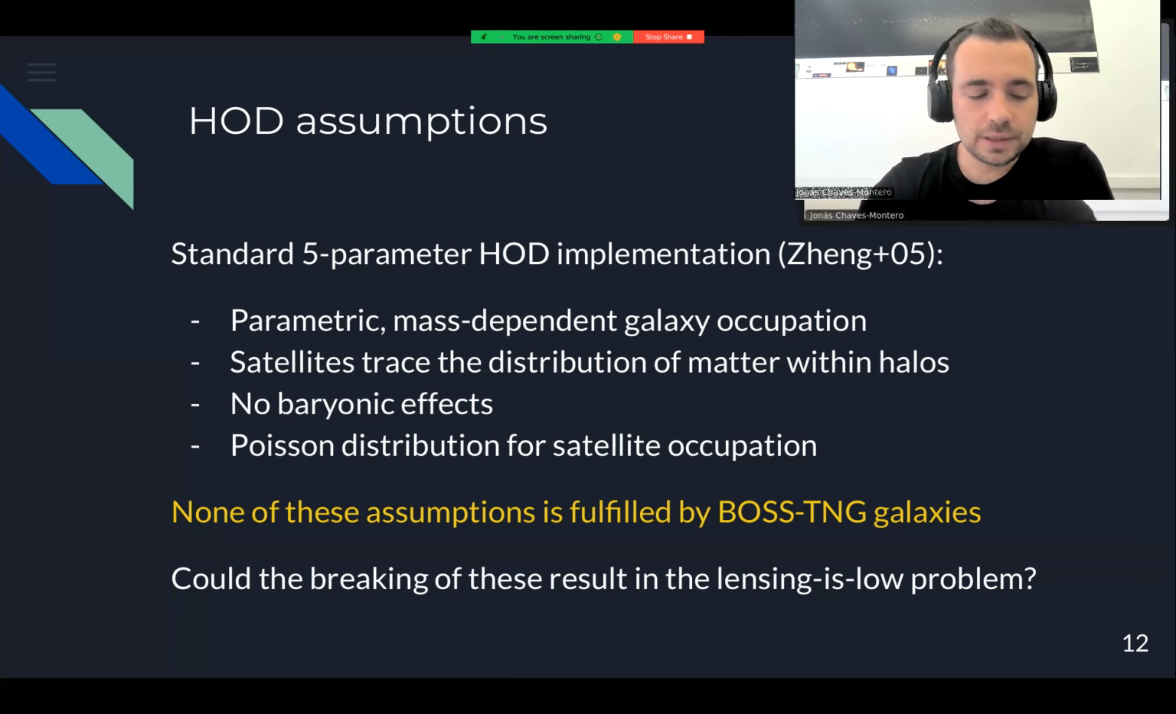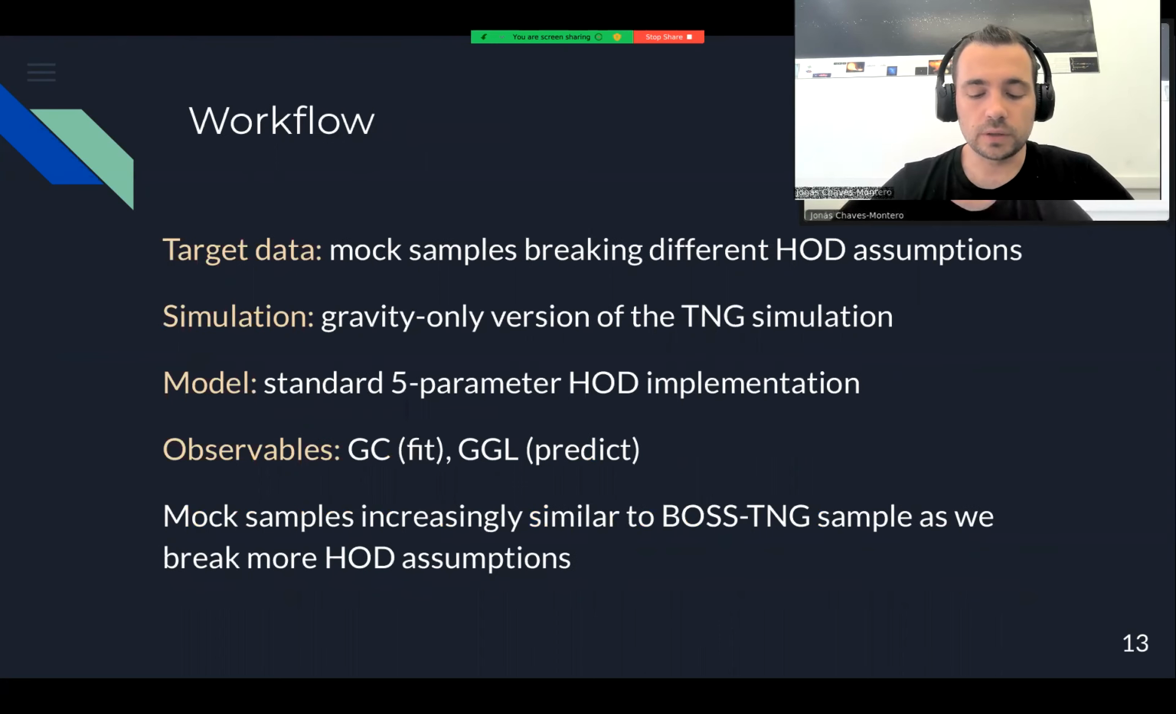And what we found is that none of these assumptions of the standard HOD models are fulfilled by the BOSS-TNG galaxies. So the distribution is different, and they have a significant level of galaxy assembly bias. So we had to study whether all these assumptions that were broken could result in the lensing slope problem, or maybe not. Maybe there was a different origin for the problem.